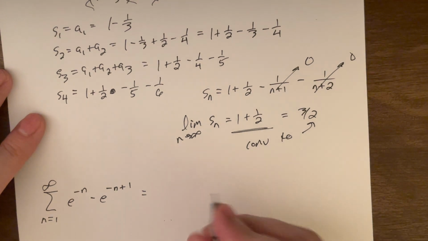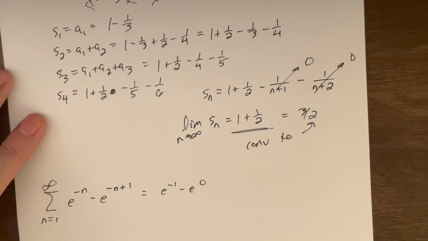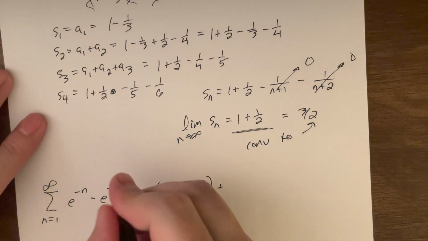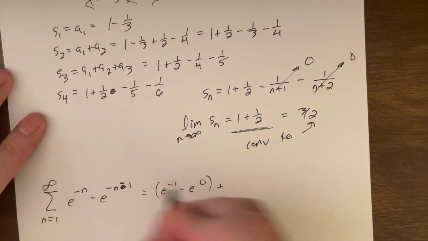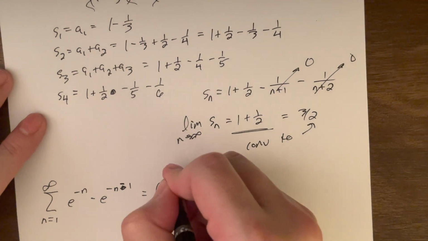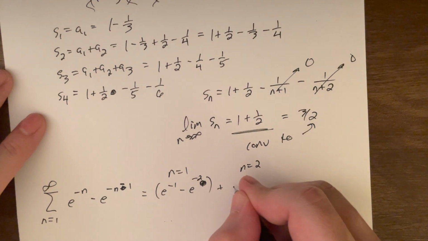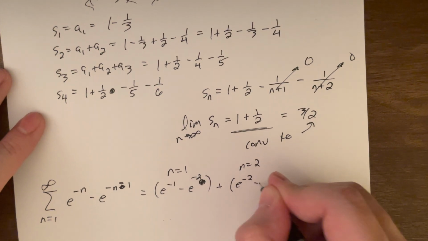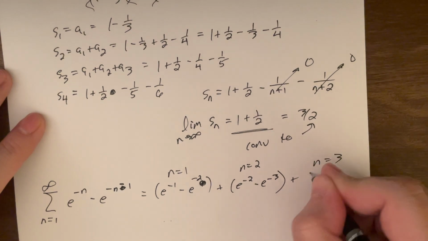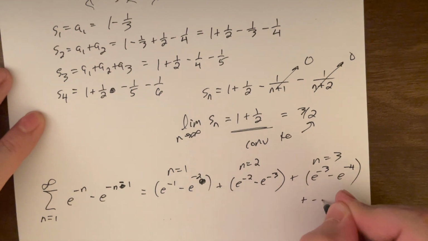So I'll try plugging in. I get e to the minus 1 minus e to the 0 plus. That's n equals 1. Oops, I'm sorry. I wanted that to be a minus 1. Minus n minus 1. So that'll be an e to the minus 2. Plus, now when n equals 2, I get e to the minus 2 minus e to the minus 3. And then when n is 3, we get e to the minus 3 minus e to the minus 4.